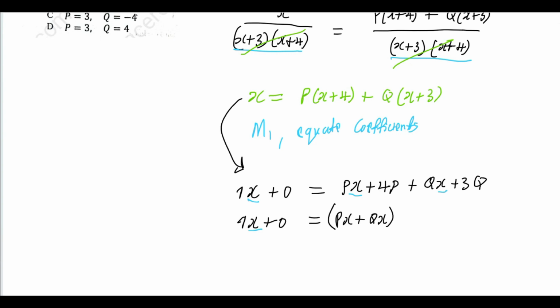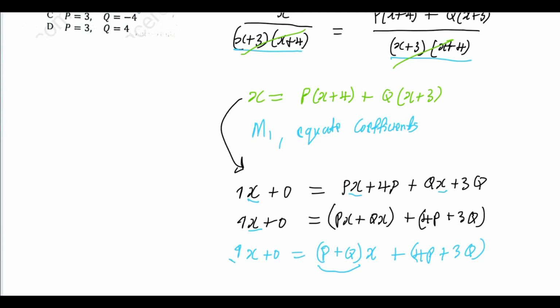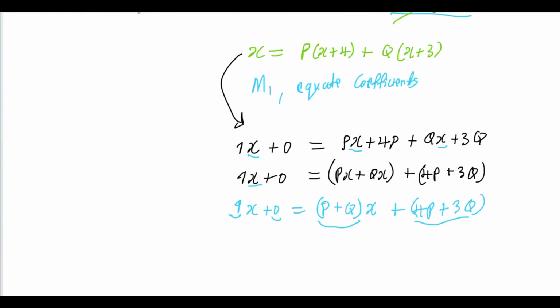These are all terms in terms of x. Then the constant should be 4p plus 3q. These are all the constant terms, meaning that 1x plus 0 should be p plus q, all that x, plus 4p plus 3q. This is the constant term, meaning that this will be equal to 1 since x is equal to x, and 0 should be equal to all of this. That's the whole idea behind this method.